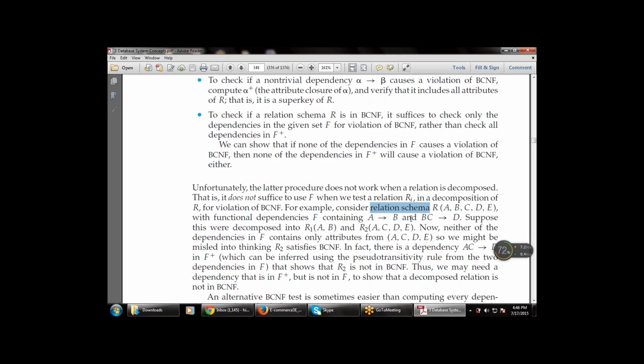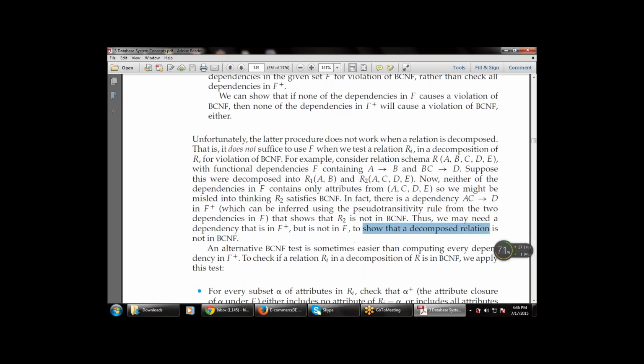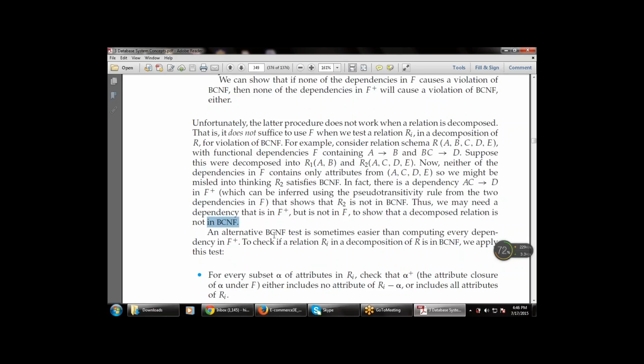Now neither of the dependencies in F contains only attributes from ACDE, so we might be misled into thinking R2 satisfies BCNF. But there is a dependency, AC determines D, in F plus. Therefore, we may need a dependency that is in F plus but not in F to show that the decomposed relation is not in BCNF.